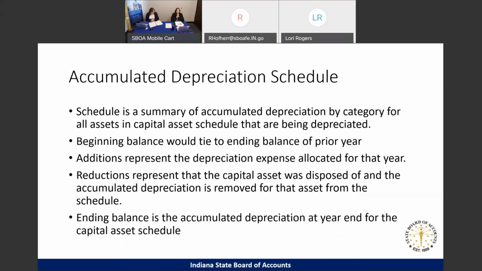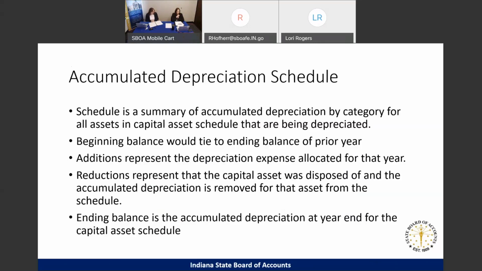So we stated, we'll go back to that, the accumulated depreciation schedule is a summary of the accumulated depreciation for all capital assets in each category that are being depreciated. The beginning balance, again, would tie to the prior year. The first year that you present accumulated depreciation is going to be the most complicated because you're not going to have those beginning balances. Okay?